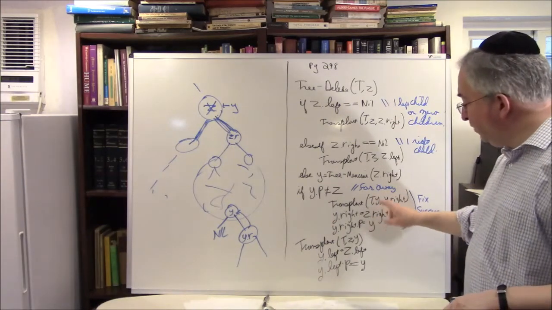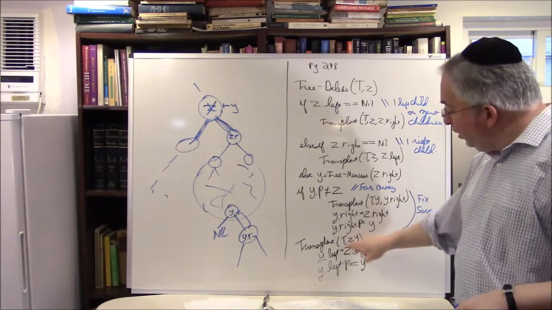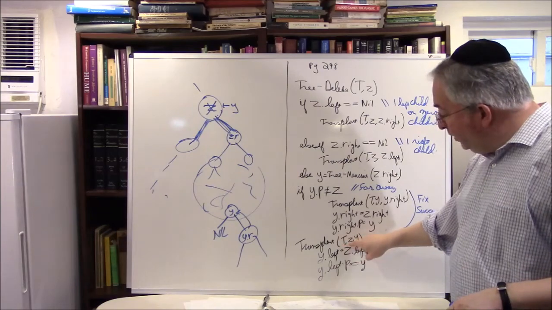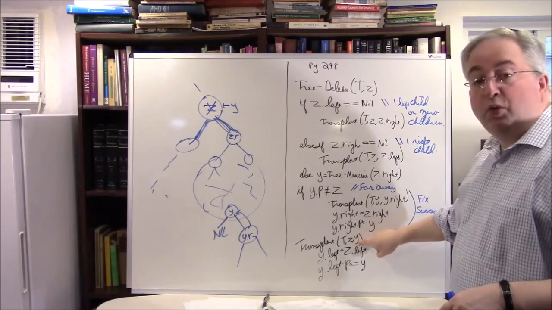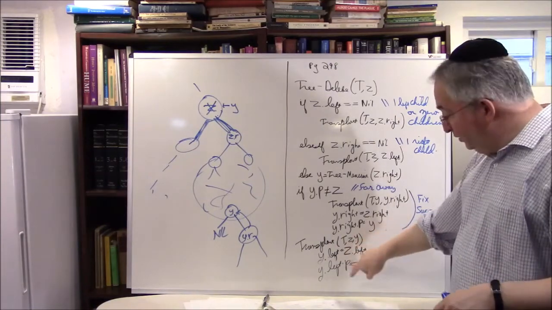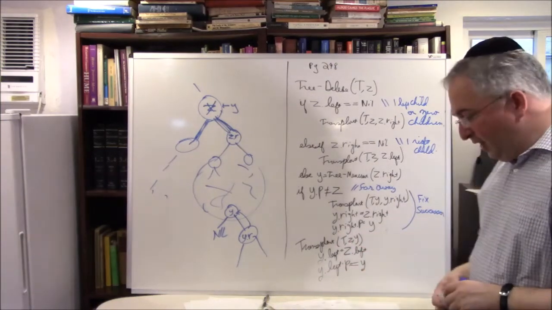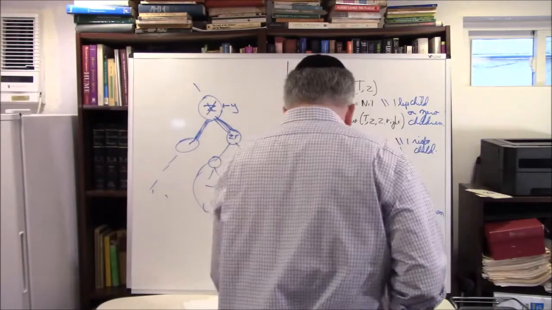And so that's what this is all about. But either way, we take the tree, Z goes out, you're deleting it, and you replace it with Y, the successor of Z. And you have to worry about this. So that's the end of chapter 12 that we're going to do.